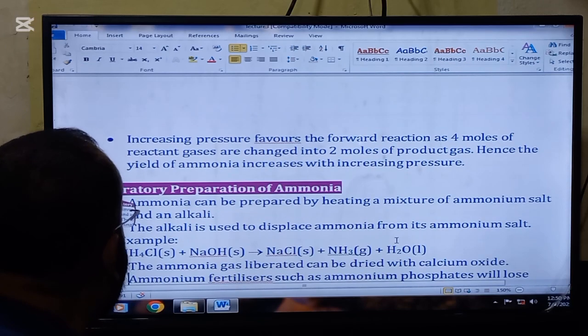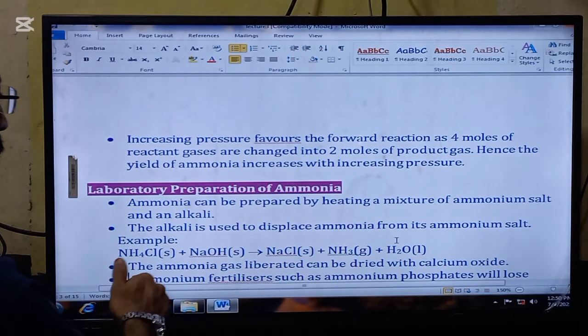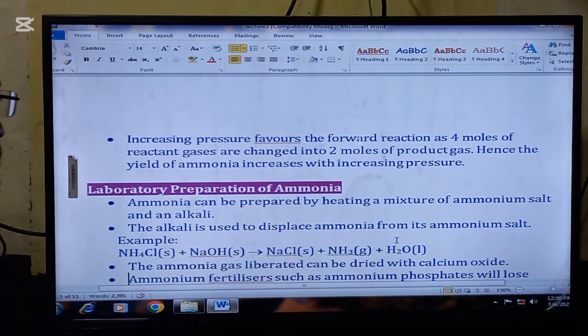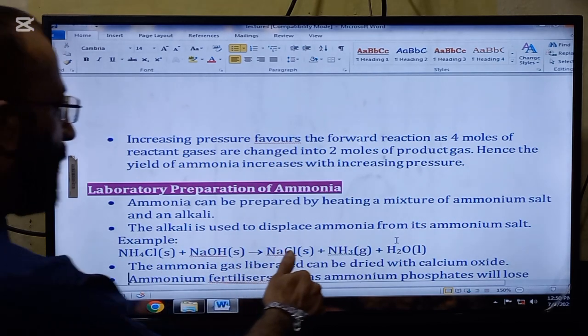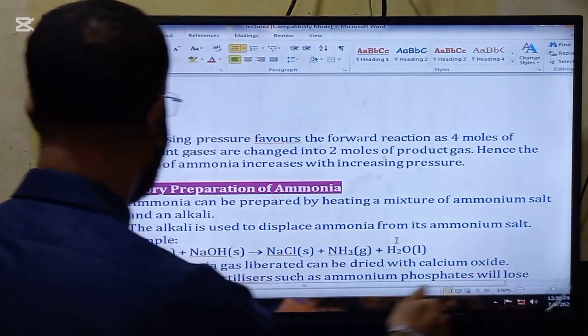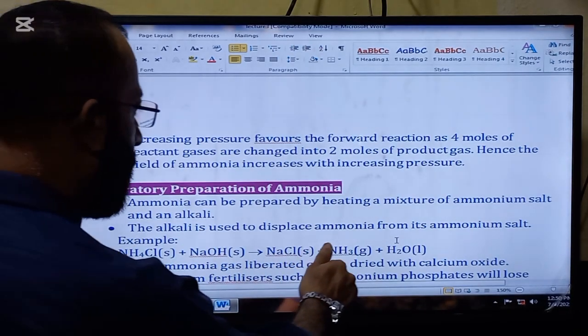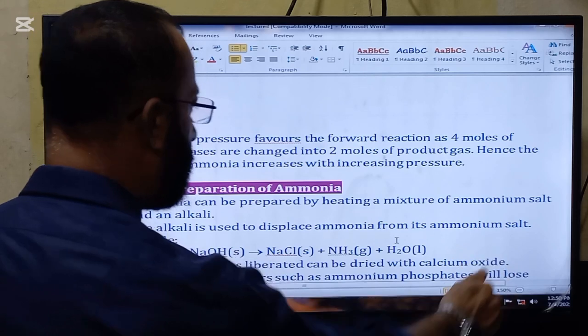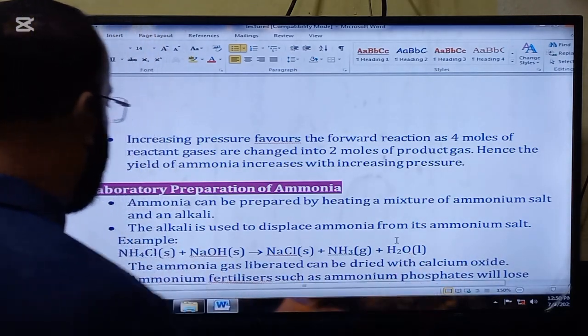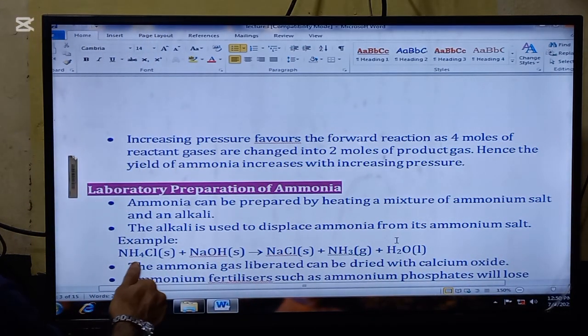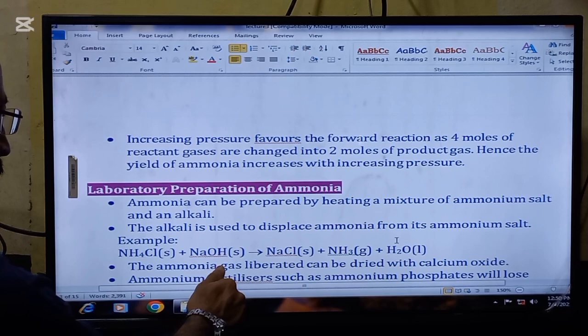Okay, next topic that we are going to read is the laboratory preparation of ammonia. Ammonia can be prepared by heating a mixture of an ammonium salt and an alkali. The alkali is used to displace ammonia from its ammonium salt, and here is a reaction. So look now, ammonium chloride plus NaOH.